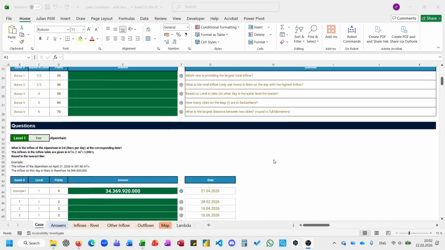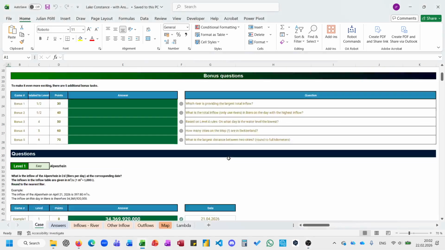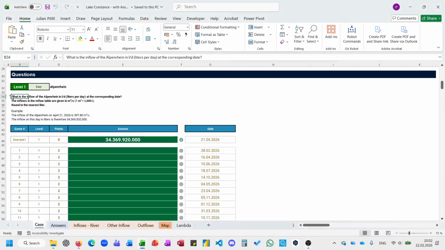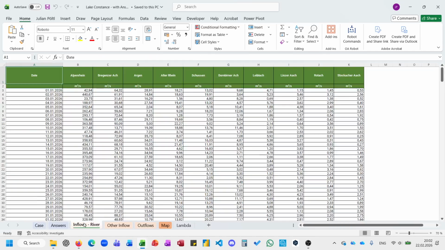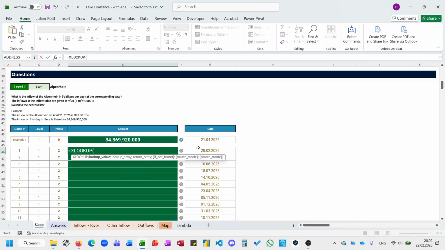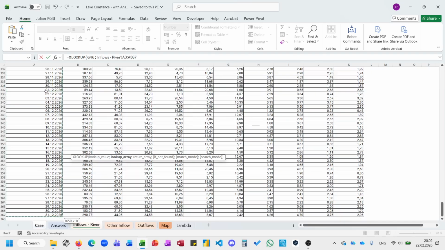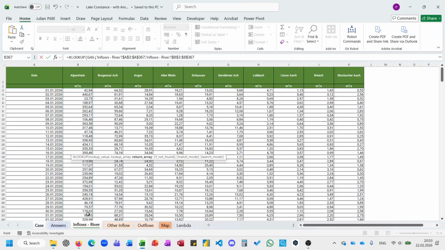Okay, it's two cases in one basically, because first you have the modeling part and then the second is a map part. But you will see that in a few seconds. Okay, inflow of the Alpenrhine in liters. It's an XLOOKUP for the date in here, returning cubic meters per second.